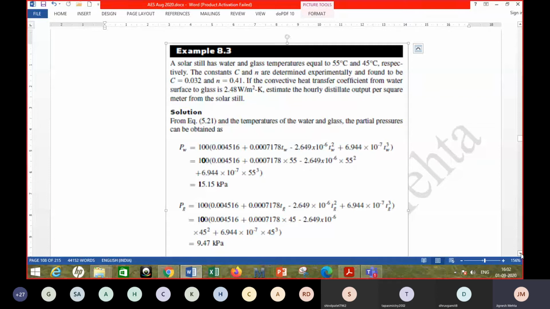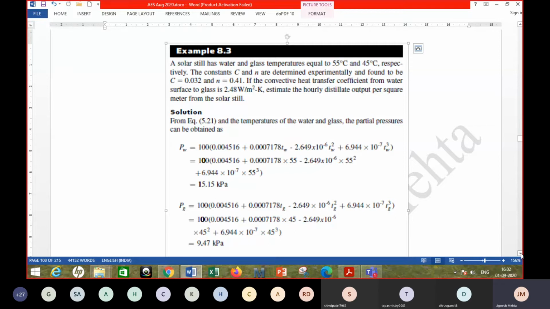So the data reads: solar still has water and glass temperatures equal to 55 and 45. So water temperature is 55, glass temperature is 45. Right? We have seen even much higher temperatures also, particularly that of water. But it's fine. This is just to give you some idea. Now 55 and 45 respectively. The constants C and n are determined experimentally and found to be this and this. Now these two numbers are given but not used in the example.